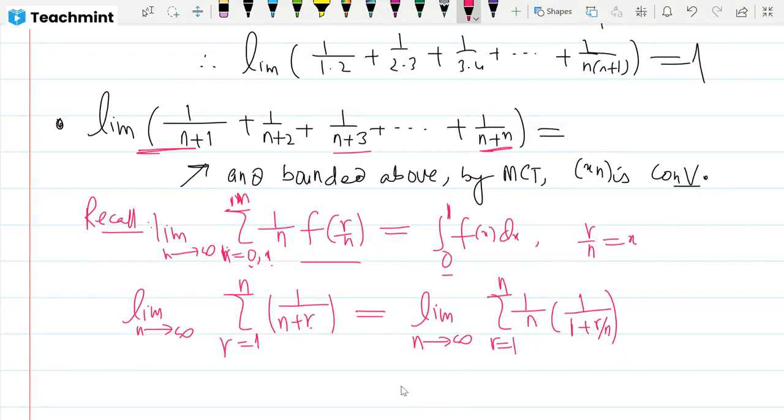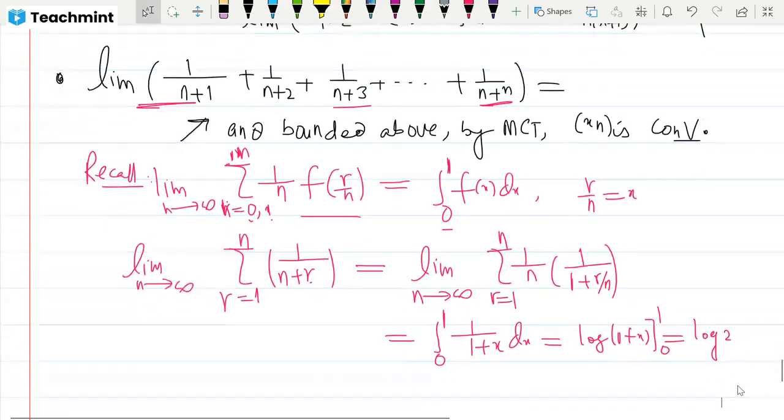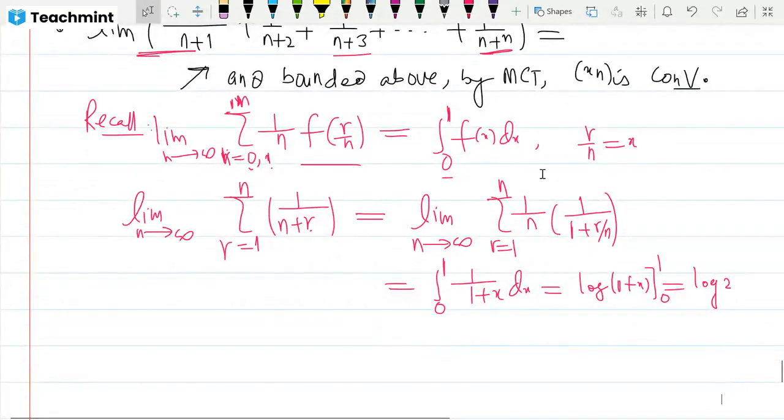And by the above recall, this equals the integral from 0 to 1; you just replace r by n as x. So this is 1 by 1 plus x dx, and this is easy to integrate. It is log of 1 plus x, because the derivative of the denominator is in the numerator. So the integral becomes log of the denominator, log of 1 plus x, with lower limit 0. Log 1 is 0. Therefore, the limit of this sequence as n tends to infinity is log 2.